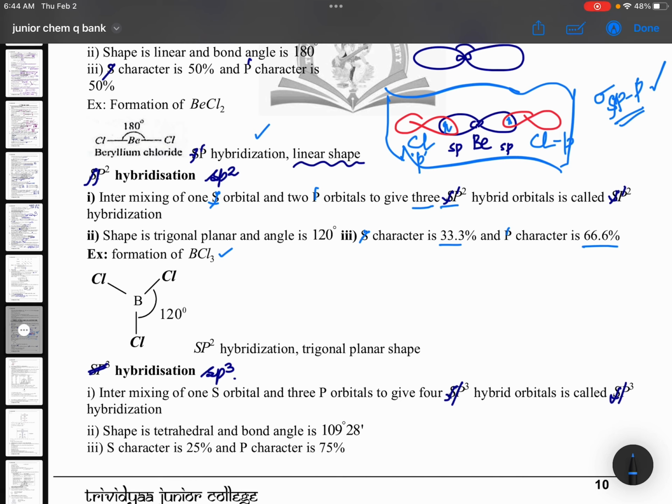120 degrees is the angle. Sorry, sp2 hybridization, trigonal planar, and 120 degrees. If you want, the overlapping is sigma sp2 orbitals of boron with p orbitals of chlorine. This is called the nature of overlapping, or you say overlapping.